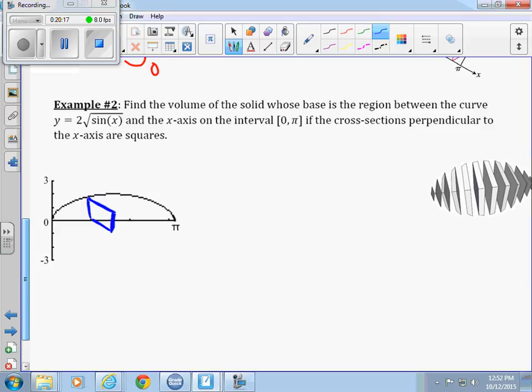The squares are not the same size, right? The base of them is going to change as we go along the curve, right? So you can see the image is going to look something like this. Area.